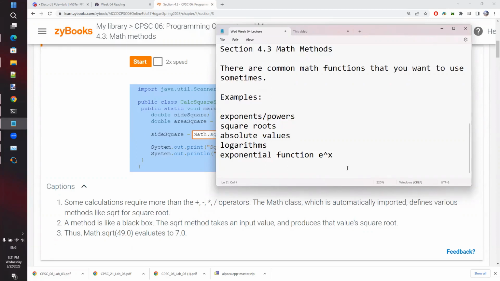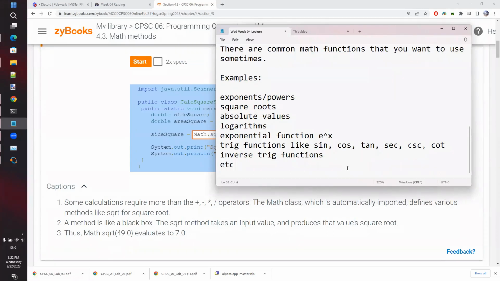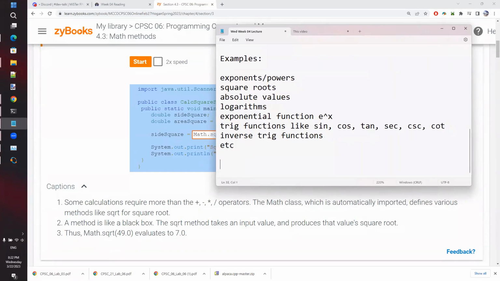Also, what else can we think of? The trig functions. Trig functions like sine, cosine, tangent, secant, cosecant, cotangent, all those. Inverse trig functions, etc. Right? So there's more of these. There's like a whole bunch of them.